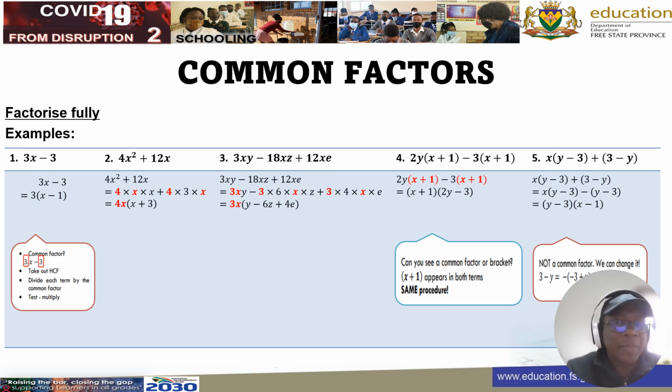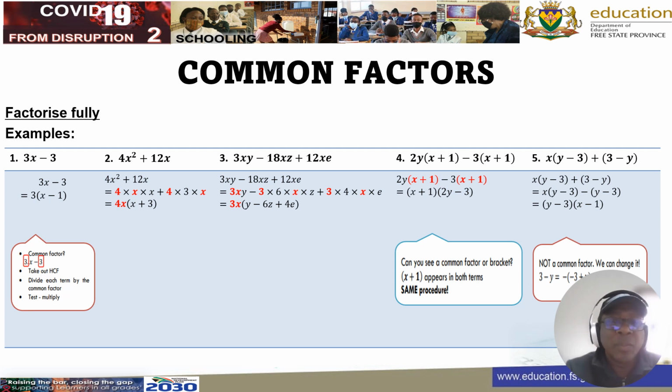Example number 3. We have 3xy minus 18xz plus 12xe. Here also the highest common factor of 3, 18 and 12 is 3, and the highest common factor of the variables there is x. Therefore it will be 3x. We are taking out the common factor 3x, and then what is left is into y minus 6z plus 4e.